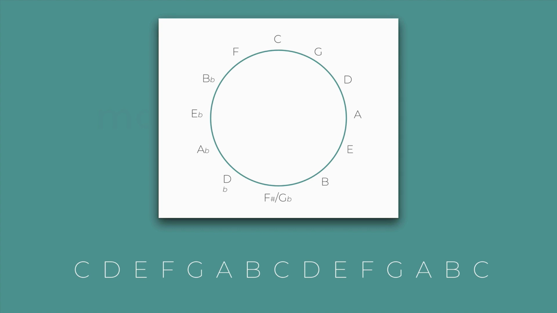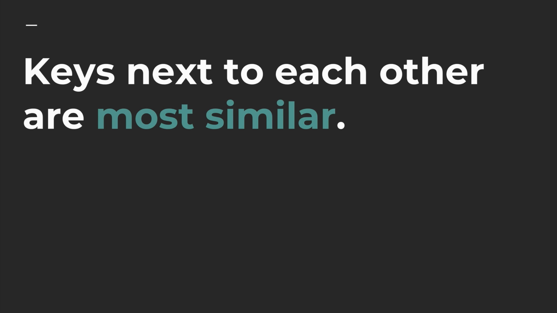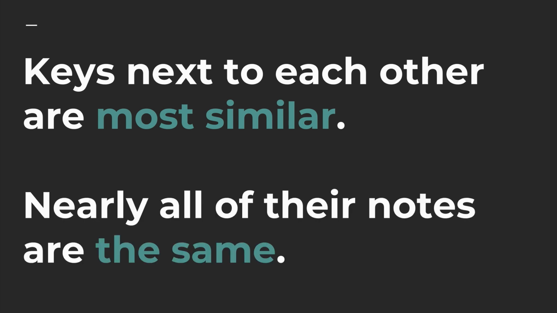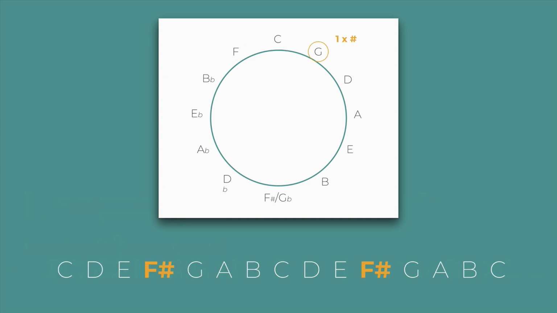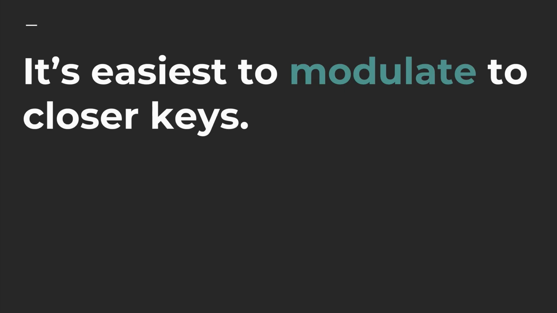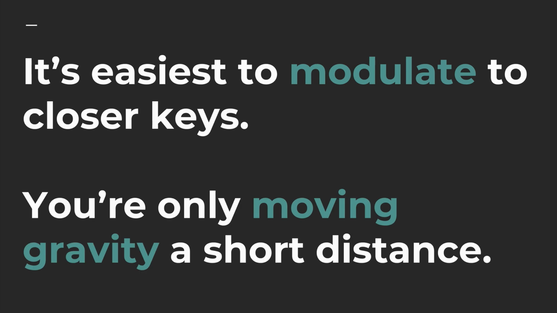But let's talk about the practical and useful function of using the circle of fifths. And that's really about this, that the keys that are next to each other are most similar, because nearly all of their notes are the same. C and F only have 1 note that's different, and that's B flat. Similarly with C and G, they only have 1 note that's different. That's F, or F sharp when you're in G. And this makes it particularly easy to modulate or use notes or share gravity points with another key that's closest to it, because you're only moving gravity a short distance.